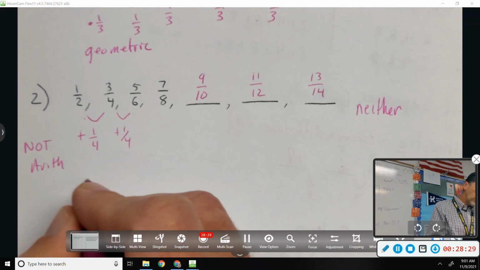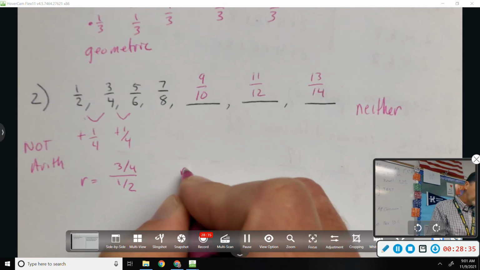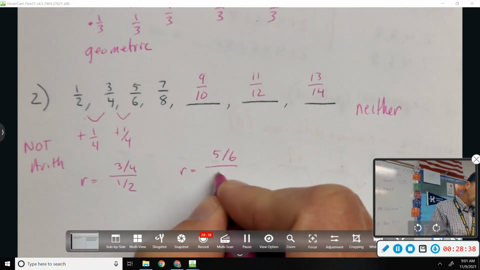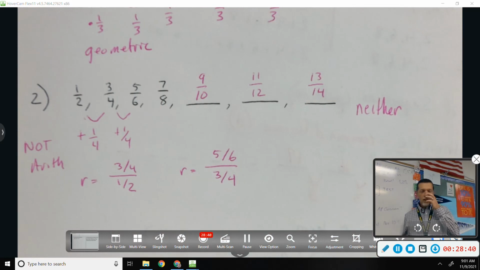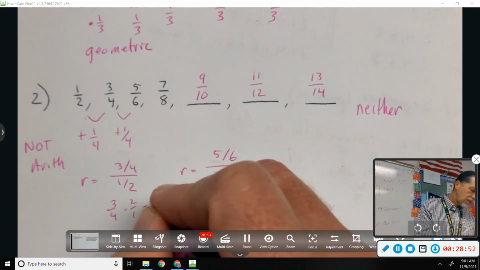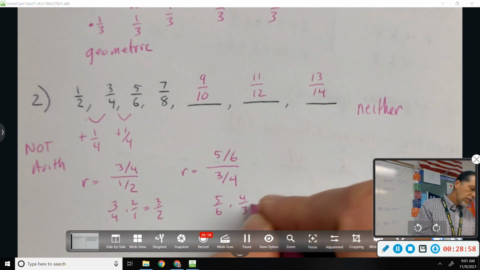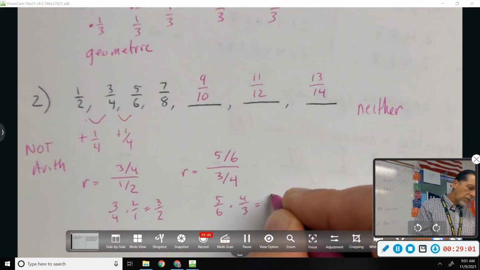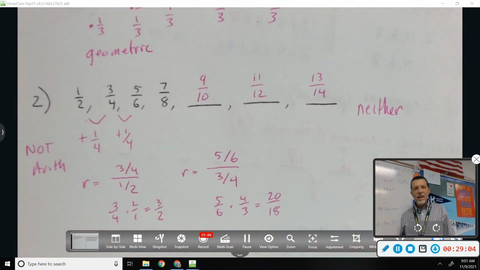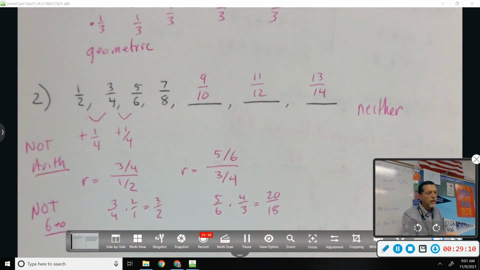So the ratio would be 3/4 over 1/2. That's the first ratio. The second ratio would be 5/6 over 3/4. And we could figure out what those are, but they're not the same. That would be keep it, change it, flip it. 3/4 times 2 over 1 is 3/2. 5/6 times 4/3 is not 3/2. Whatever that is, not 3/2. So not geometric. So you just gotta do it in your brain. So that's a neither.